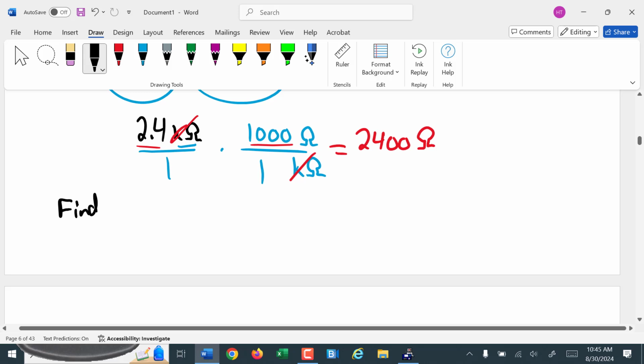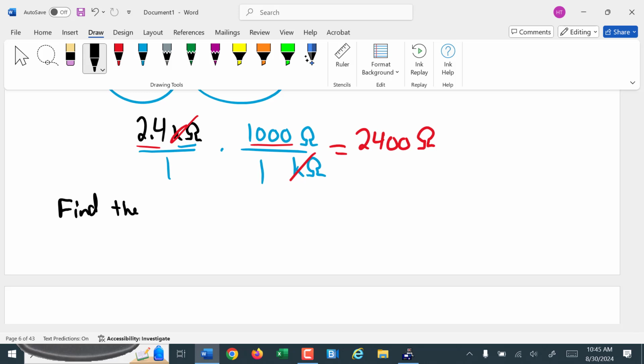As you move the decimal place 3 spots, exactly. Yeah, if you're good with your metric system, it's 3 spots over, so you move the decimal 3 spots.